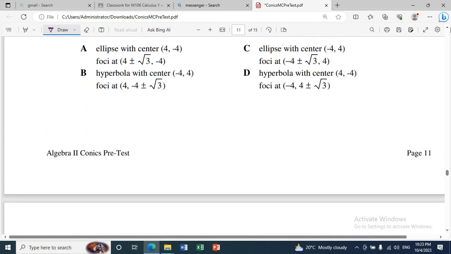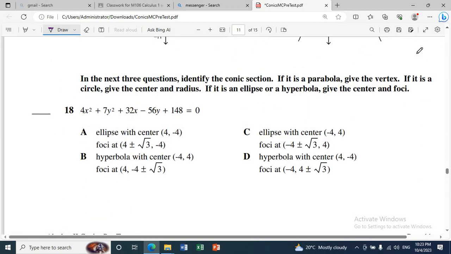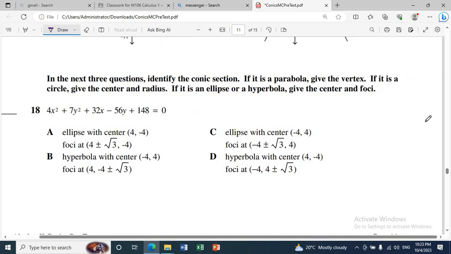In the next 3 questions, identify the conic section. Okay, let's see. So we have 4x squared plus 32x, and then we have 7y squared minus 56y is equal to negative 148.